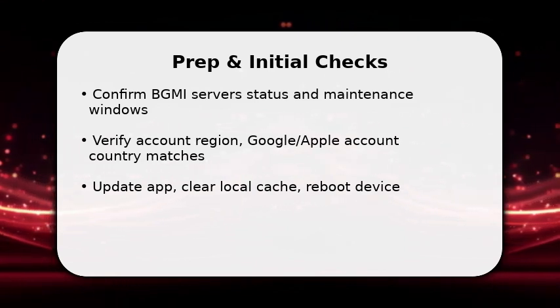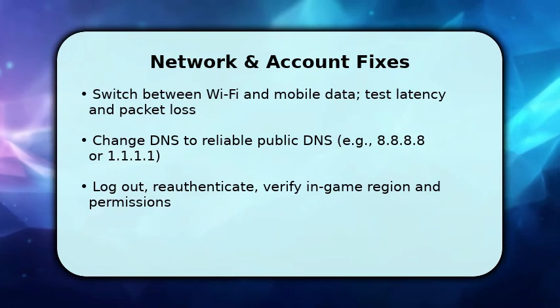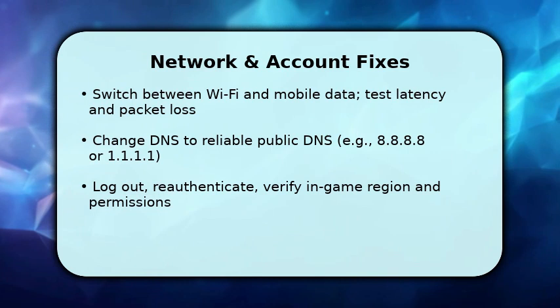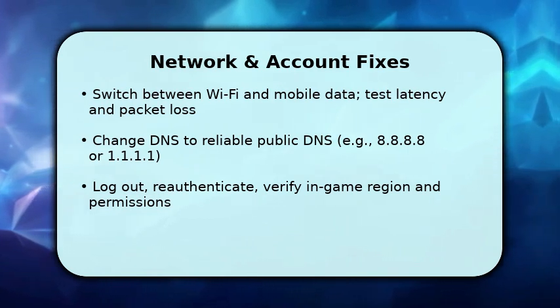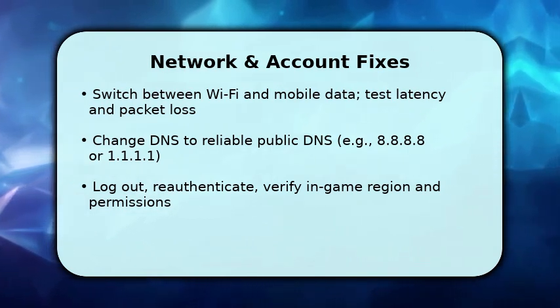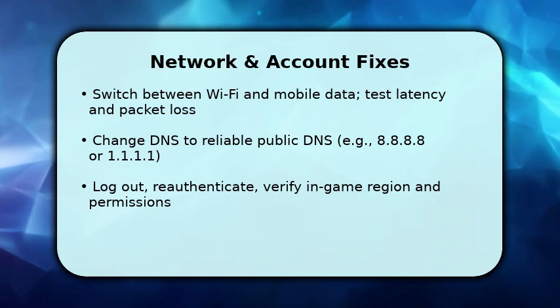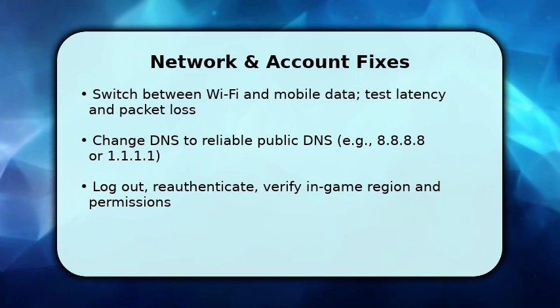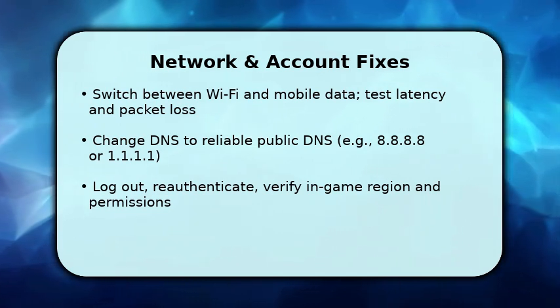You should toggle Wi-Fi and mobile data to isolate ISP issues, test latency and packet loss, because high packet loss mimics server busy errors. Change your DNS to a stable public resolver, for example 8.8.8.8 or 1.1.1.1, to improve routing to BGMI endpoints.